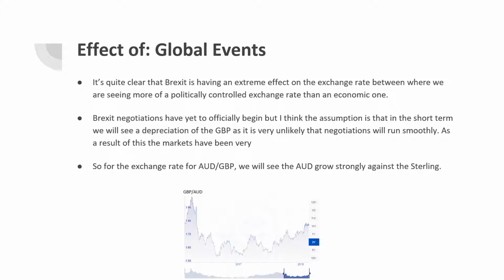So, global events is an interesting topic to talk about with Great Britain at the moment, considering they are going through the Brexit scandal, really. Because it's quite clear that Brexit is a very strong influencer over exchange rates between the pound and really most currencies. We're seeing a situation where politics are controlling the exchange rates a lot more than economics at the moment.